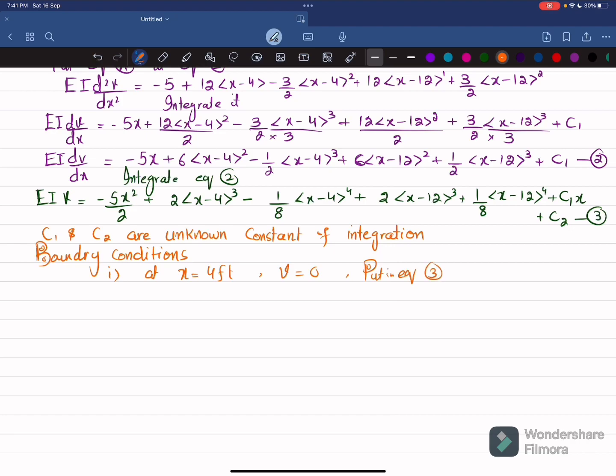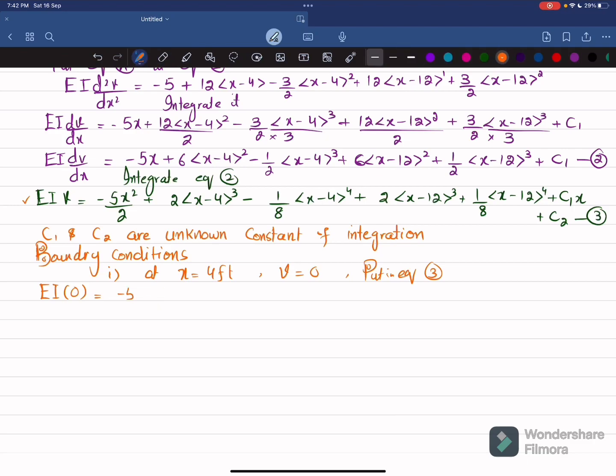So when you put in this equation, we will get EI deflection is 0 is equal to minus 5 into x is 0, so this term will be equal to 0. So 0 plus this term will be equal to minus 4. So anything inside Macaulay bracket that is minus will be 0. Similarly, this term will be 0, this term will be 0, this term will be 0, and this term will be 0. So we will only be left with C1, C2. And so from here you will get C2 is equal to 0. Okay. I think I made a mistake. We have to put x is equal to 4 feet.